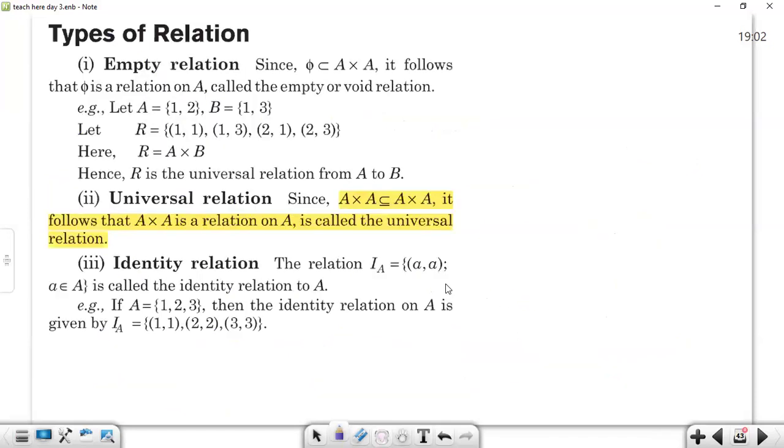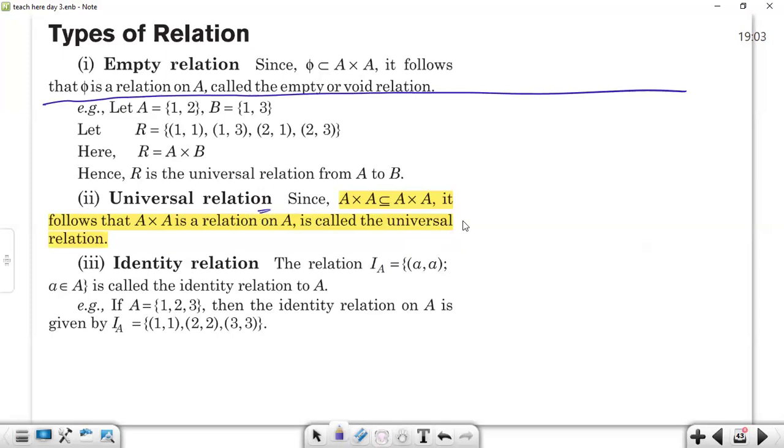Let's move on. If there is an empty relation, if there are no elements in the relation basically, then it will be known as an empty relation. Clear? If there are no elements in a relation, then it is known as an empty relation.